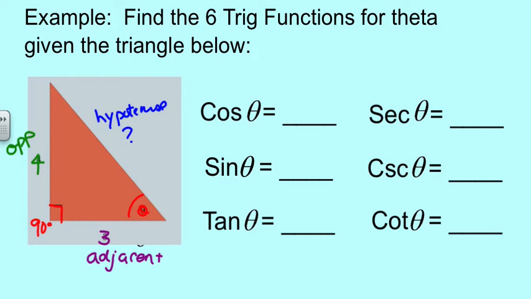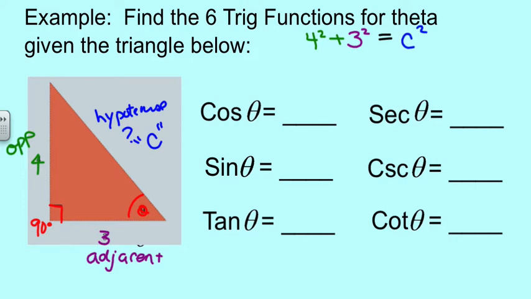So before we begin finding the 6 trig functions, we need to find out what is the side length of the hypotenuse. If you remember Pythagorean theorem, a squared plus b squared equals c squared. Remember, hypotenuse is always the c in the Pythagorean theorem. So let's go ahead and solve for c. So we take a squared plus b squared, and it's going to equal our c squared.